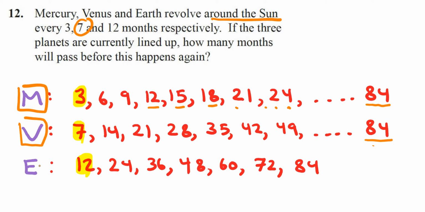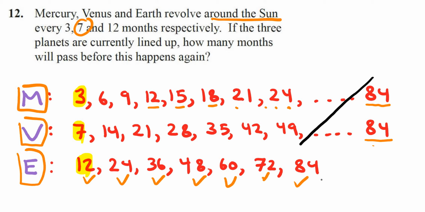And for Earth, Earth rotates around the Sun every 12 months. And if I go ahead and write out the multiples of 12 here, as you can see, the common number that comes up is 84. So after 84 months, Earth, Venus, and Mercury will be lined up at the same position. So it takes 84 months for these 3 planets to line up where they started. And obviously we can find the answer here by writing out the multiples of 3, 7, and 12.